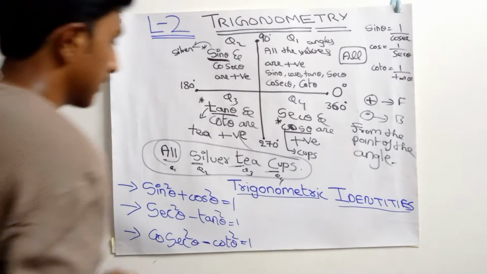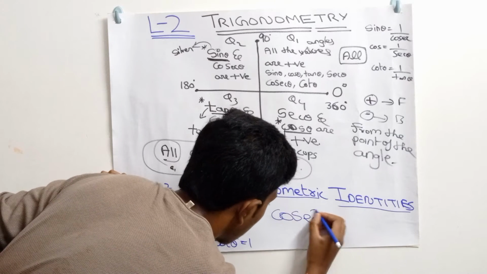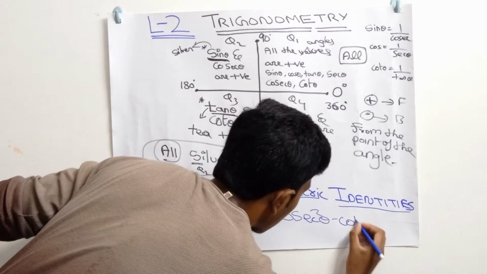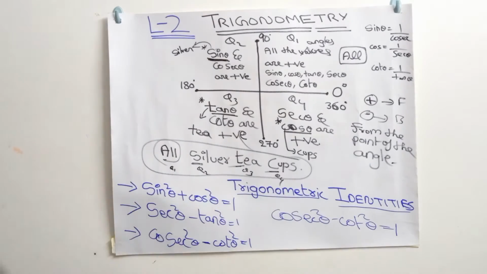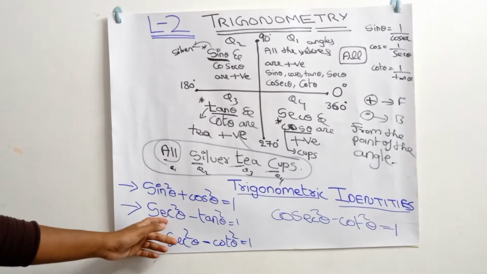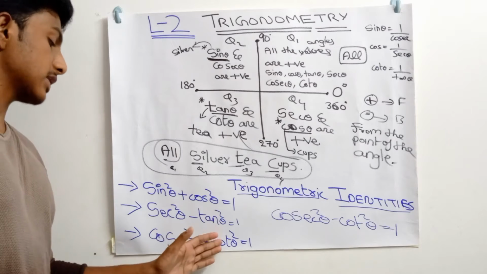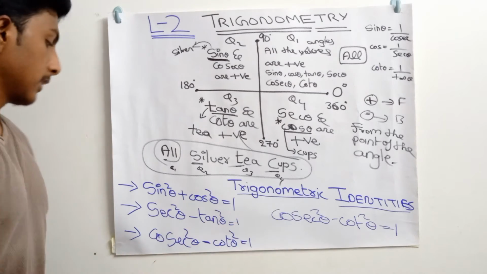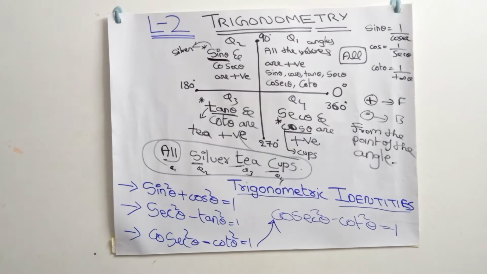Okay, I'll write the identity here again. This is the same. Sin square theta plus cos square theta is equals to 1. Secant square theta minus tan square theta is equals to 1. Cosecant square theta minus cot square theta is equals to 1. I have repeated this here for better clarity.